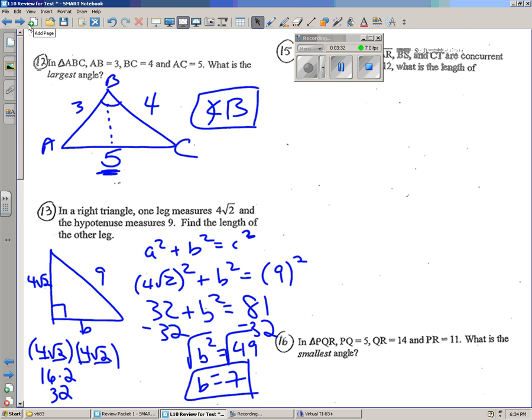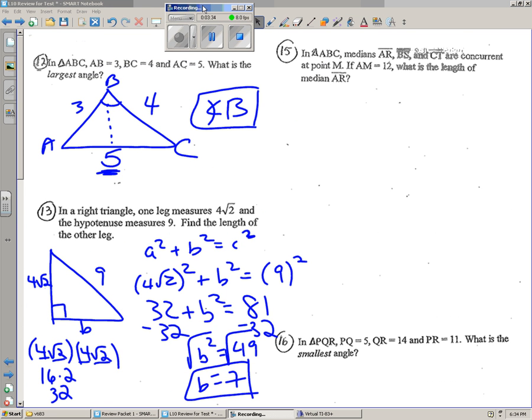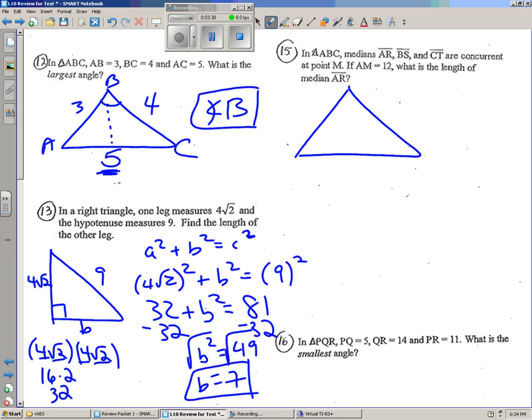And number 15. Number 15 was hard because you had to draw it. It says in triangle ABC, medians AR, BS, and CT are concurrent. What does that all mean? Well, a median connects a midpoint to a vertex, or a vertex to the opposite midpoint.